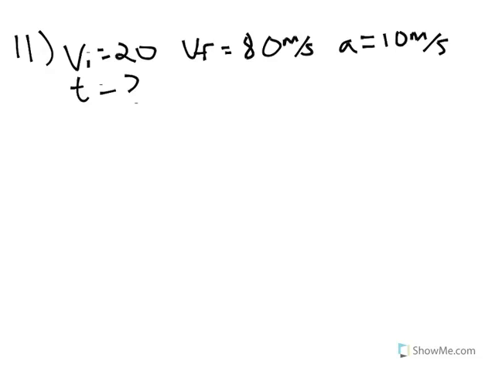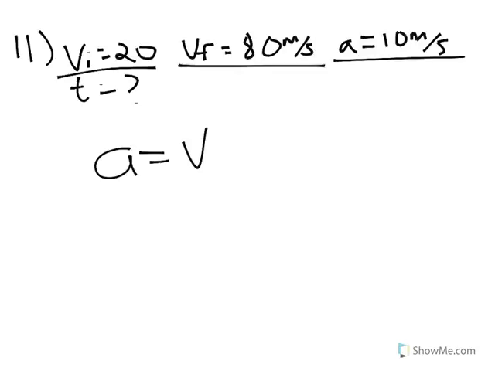Okay? Next one, 11. If a hoverboard can start with an initial velocity of 20 meters per second and can achieve a final velocity of 80 meters per second, accelerating at 10 meters per second squared, how long would this take? Okay, so we're trying to figure out time. Again, we have A, VF, VI, and T. This means we're using the A equals formula.